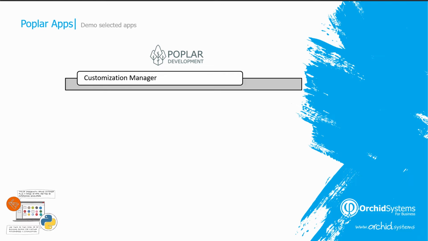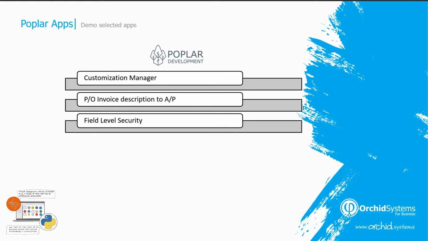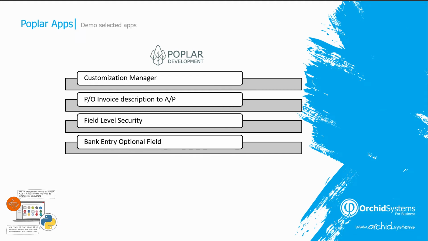First, a customization to push PO invoice description to the related AP invoice. Then a standard application to implement field level security by user, using the PO date as an example. We will then look at an app to add optional fields to Sage 300 records that don't have optional fields, and the example will be bank entry optional field.